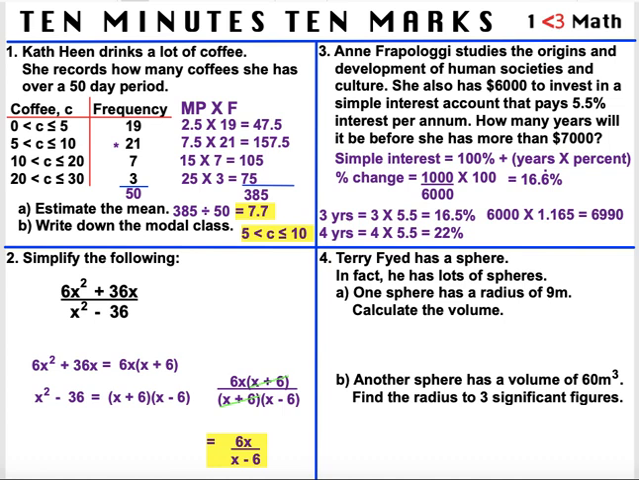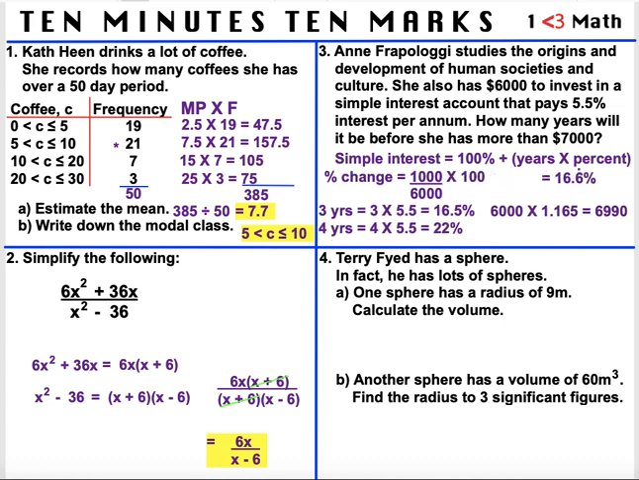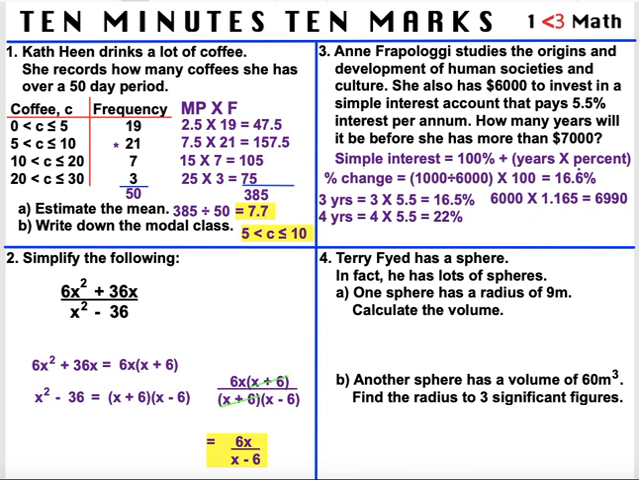But for 4 years, the multiplier would be 1.22 because it's 22%. 100% plus 22% is 122%. 122% as a multiplier is 1.22, and indeed 6,000 times 1.22 is 7,320. That's more than 7,000, so our answer is 4 years.